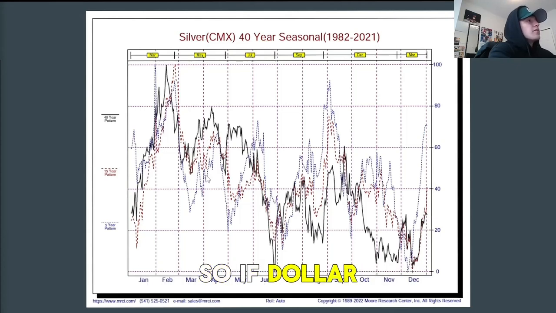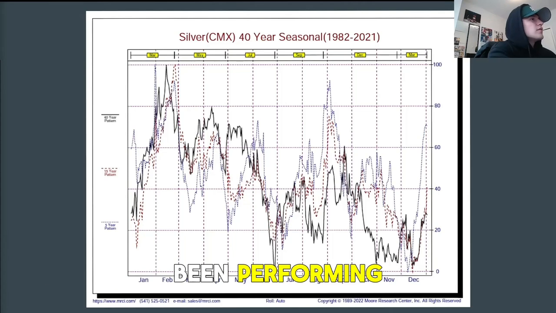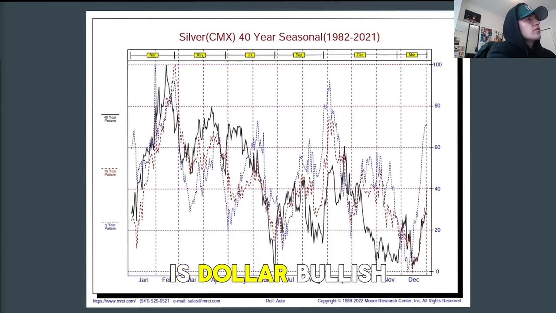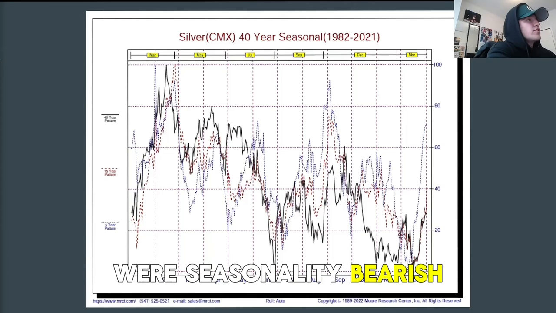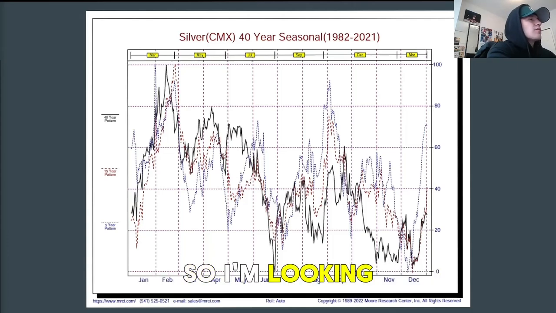So if dollar can be bullish, then silver can be bearish in retrospect to the seasonality, based off of how it has been performing. Not only is dollar bullish technically, we're seasonally bearish on silver. So I'm looking for those shorts to play out in my favor.